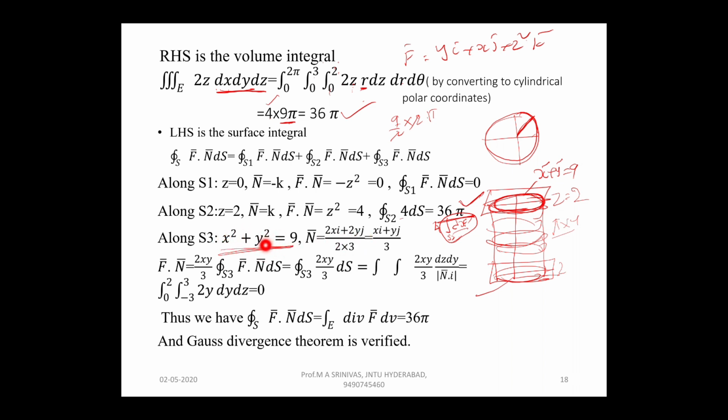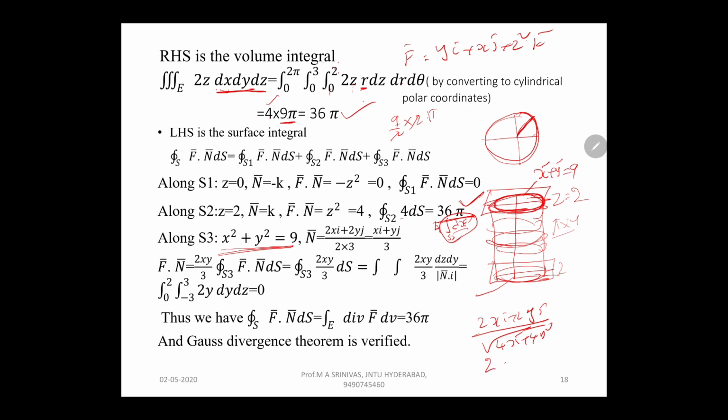∂φ/∂z is ∂(x²+y²)/∂z, z is not there, therefore that is 0. Because I want the unit normal vector, it is root over (2x)² + (2y)², that is 4x² + 4y². If I take 4 common, that is 2, I get root over x² + y². So n bar is 2x i bar + 2y j bar by root over 4x² + 4y².